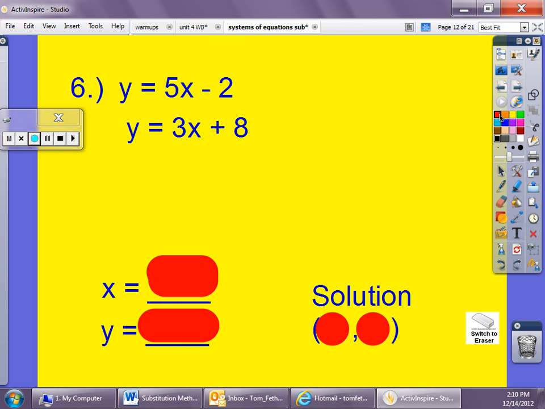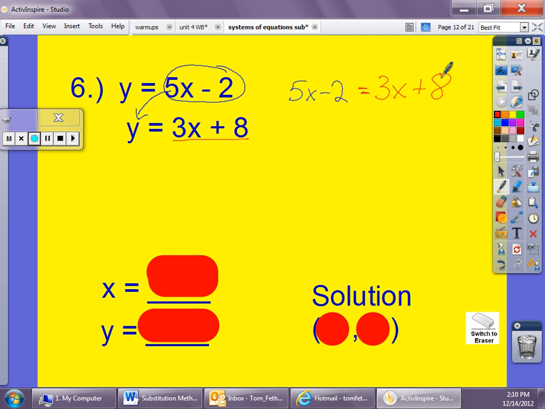And if we look at the last example here, number 6, both of these are solved for y. So what we want to do is substitute one of them in for the other one. So if I look at the top equation, I circle what y equals. Well, y equals 5x minus 2, and I point to my y value. I'm substituting this in for y. So I'm taking out y and replacing it with 5x minus 2. Well, that equals all of this, so it equals 3x plus 8.